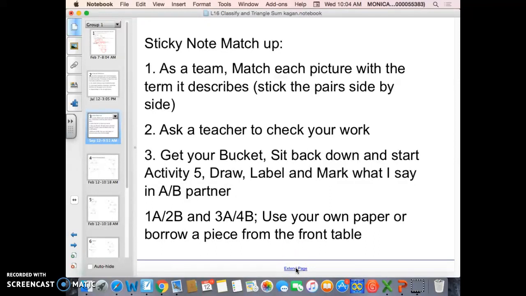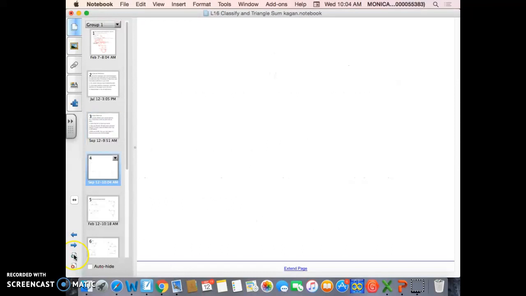Okay, so I'll just start a new page then because it's not letting me do what I want to do. So it says sketch, label, and mark. This is activity 5, and this is number 1.